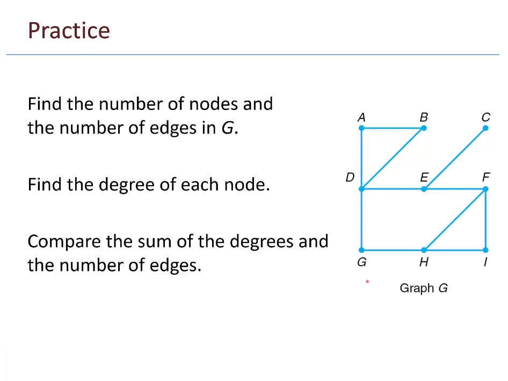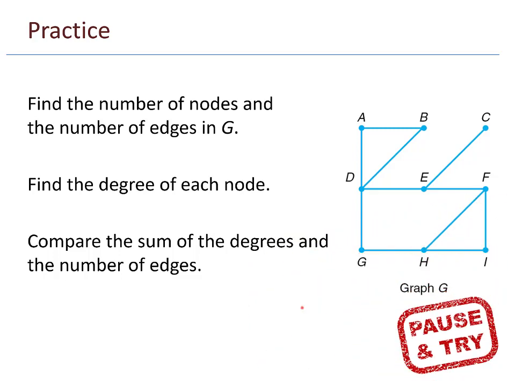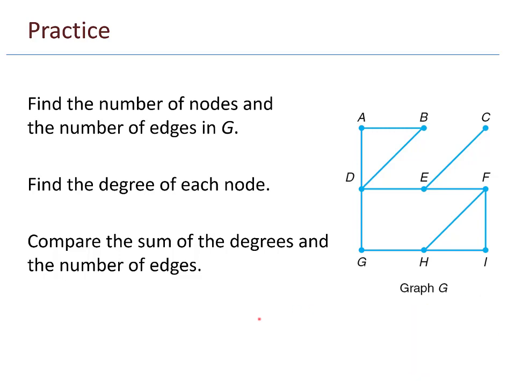Here's one for you to practice. Take a few minutes and see if you can answer the questions. All right, how about the solutions? Find the number of nodes and the number of edges. So the nodes, or vertices, there are 9 of those. The number of edges, that's 11, and I want to be careful about this.